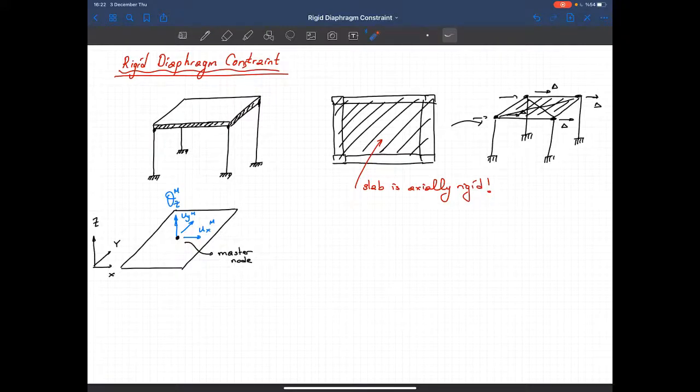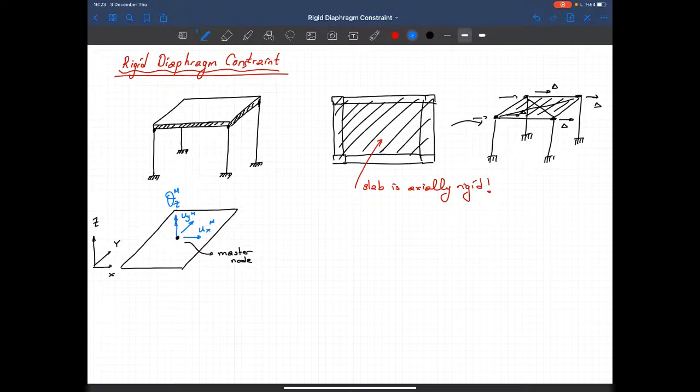Since the behavior of this rectangle is rigid, that's what we assume, this can only perform a rigid translation in the x direction, and it can rotate. If you just think about it like that, this is the master node. It can translate in x and y direction, plus we will see a rigid body rotation in the z direction. So all the nodes that are on this deck will move rigidly. There will be no deformation.